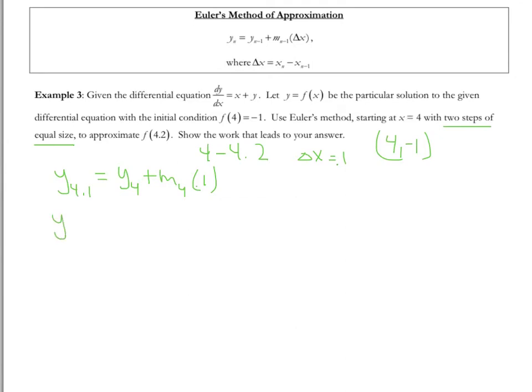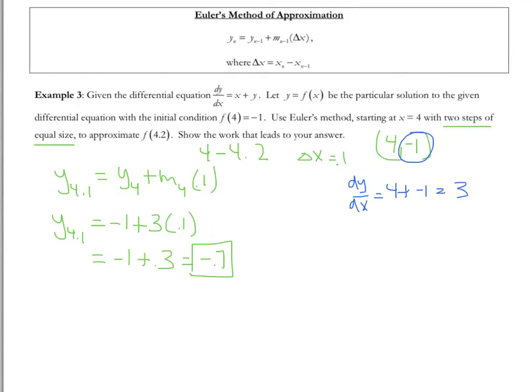All right, so our y of 4.1 is going to be our y value at 4, which is negative 1, which they gave us right there. So negative 1 plus the slope at 4. Now we need to use our differential equation to do that. So dy/dx is equal to x plus y, or 4 plus negative 1, which is 3. So our slope when x is 4 is going to be 3 times 0.1. And so we end up with negative 1 plus 0.3, which ends up giving us negative 0.7. All right, so that's our y value when x is 4.1.